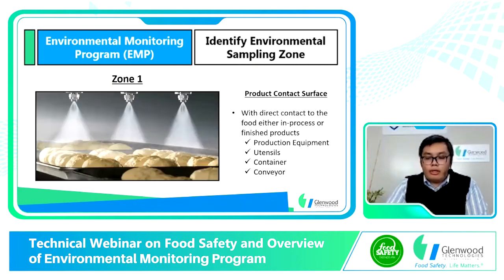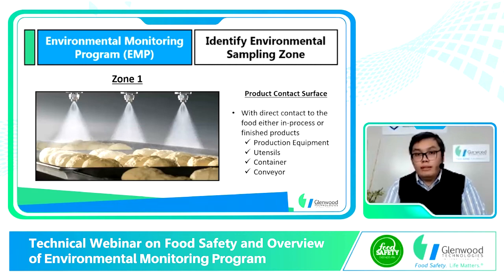So to further explain what the different zones are, zone 1 is your product contact surfaces. So these are in direct contact with the food, either during process or in processed foods, as well as finished products. So they can be in production equipment, utensils, containers, and even the conveyor. So those would be your zone 1.